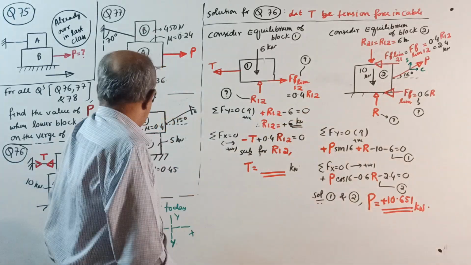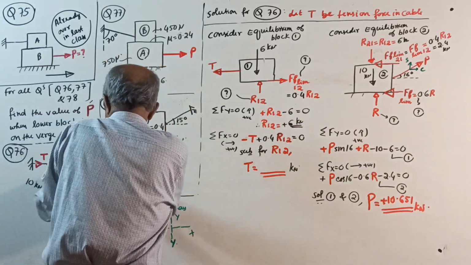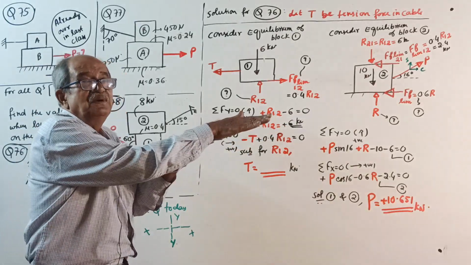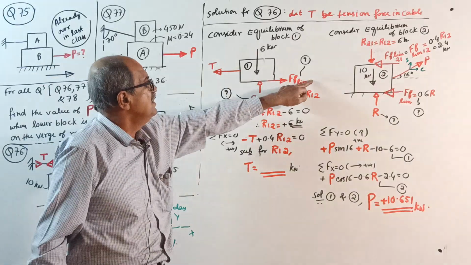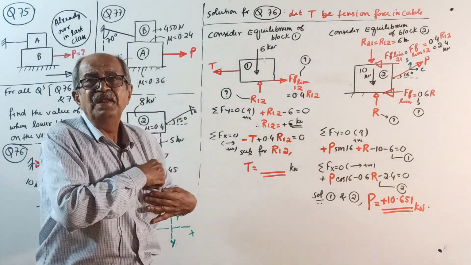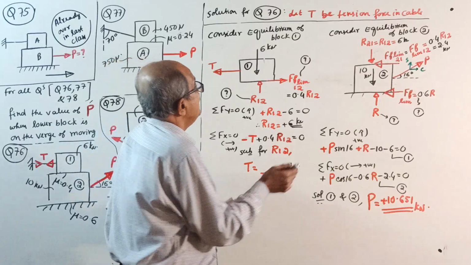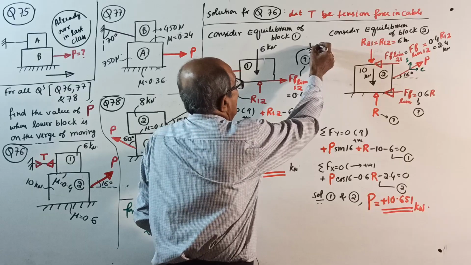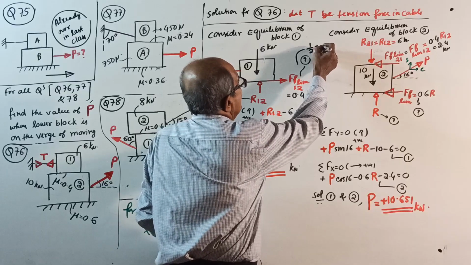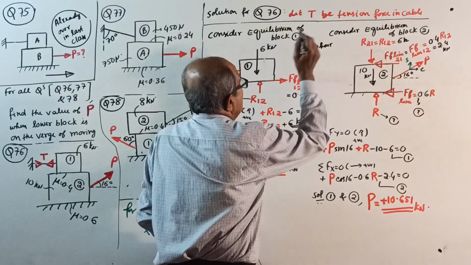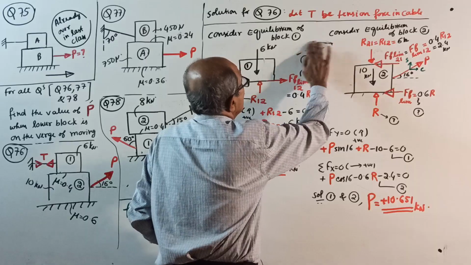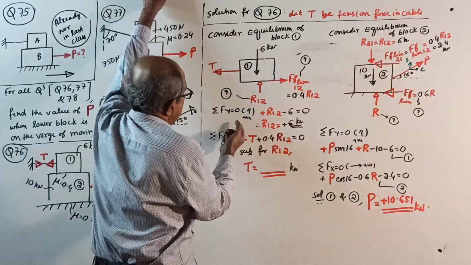See, when block 2 moves this way, upper block 1 will rub this way. Yesterday I explained this for nearly one hour, at least half an hour. So now if you get a doubt, you have to blame yourself only. Okay, start. Sigma Fy = 0.